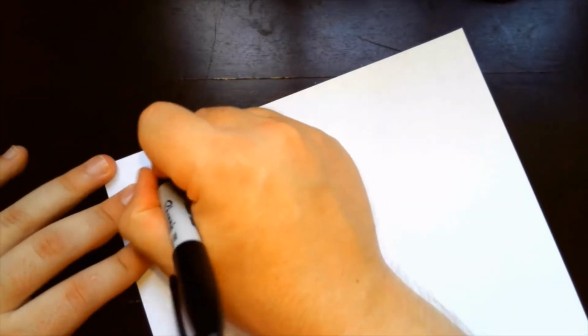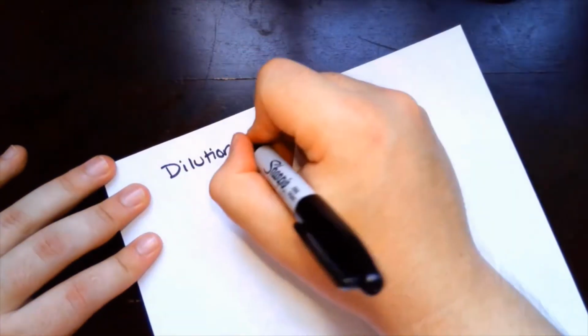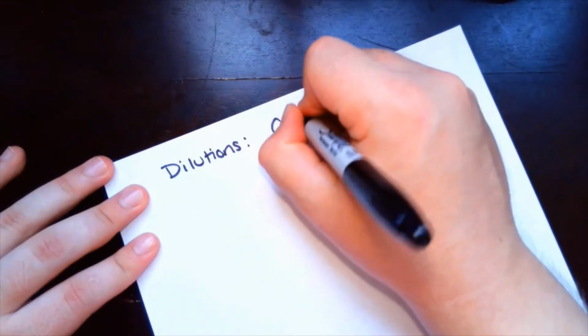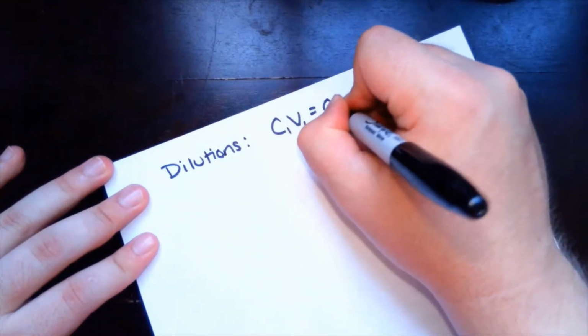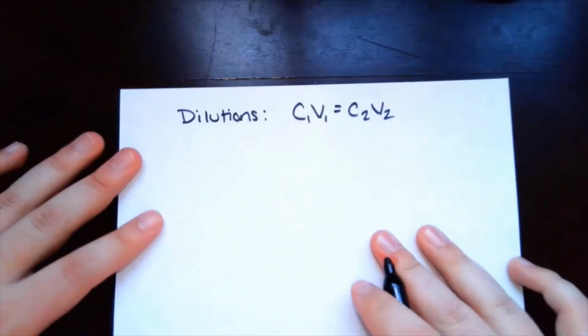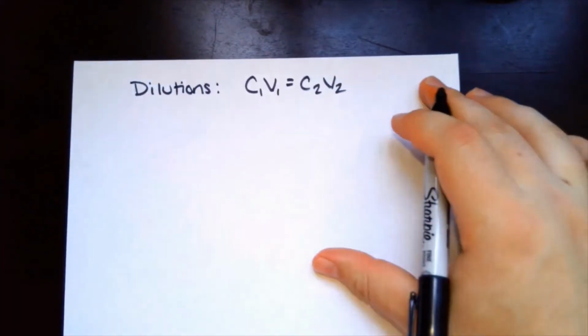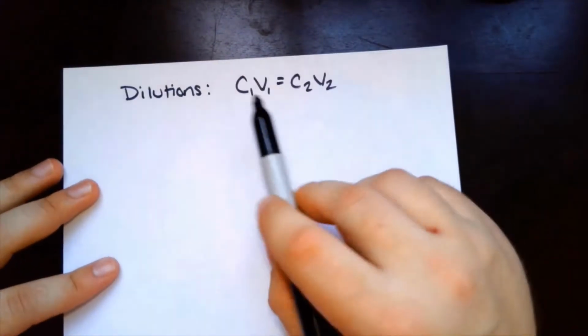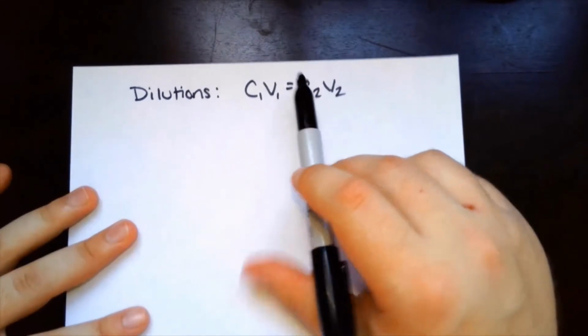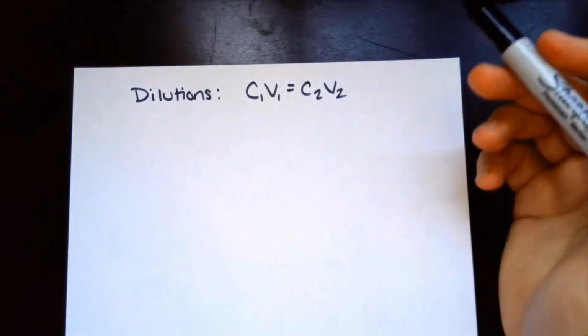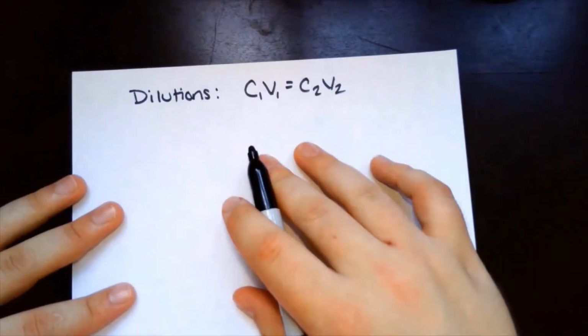So dilutions, you want to think of C1 V1 equals C2 V2. And sometimes you'll see this as M1 V1 equals M2 V2. It's the same equation. So the C's or the M's, depending on which one you see, just represent the concentration, and V is volume, right?